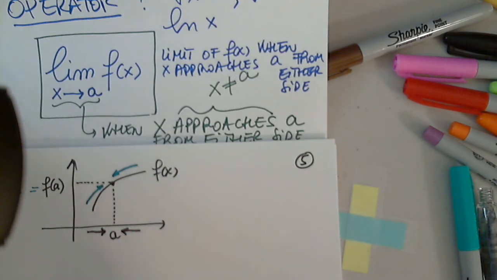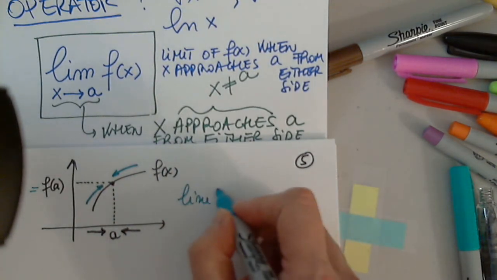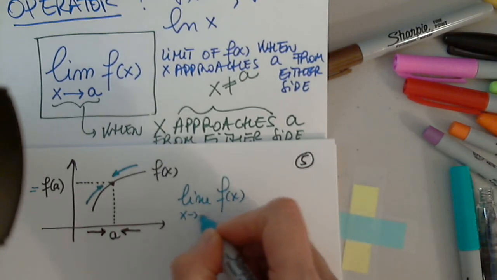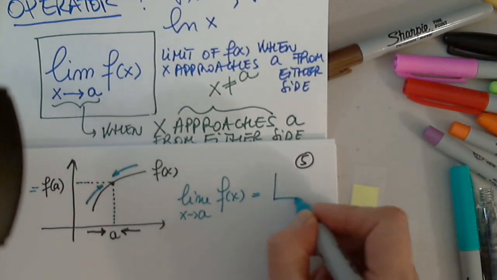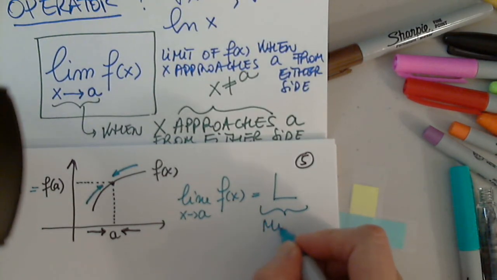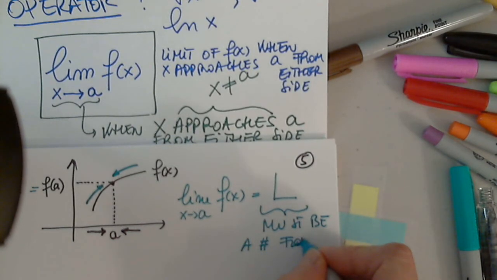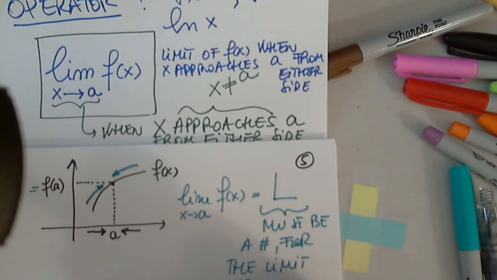This is a very simple function. It's a polynomial function I chose to illustrate this. And we say that the limit of f of x as x approaches a from either side is L. L must be a number for the limit to exist. If you say L is infinity, I will say sorry, then the limit does not exist.